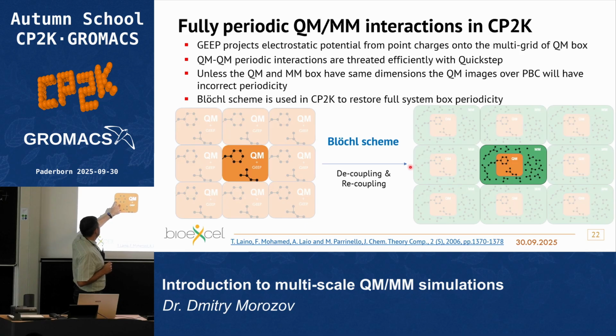Because if your QM system crosses this boundary, then the decoupling-recoupling will fail, because part of your QM system already appears in the next QM box. It's not a problem for general CP2K, for example for metal systems, where it happens here and there. But for biological systems, it is important, unfortunately. So please always keep your QM system fully inside the QM box first.